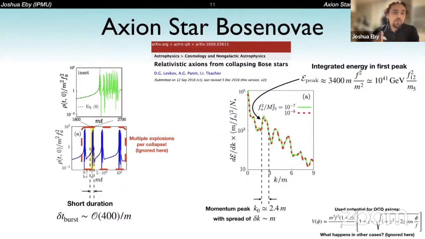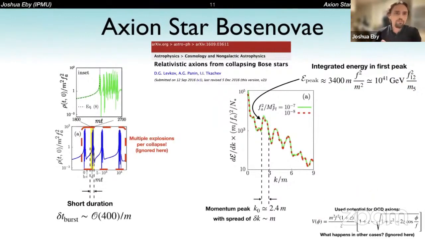What we did in our analysis was basically just take the first relativistic peak, which corresponds to K of order 2.5, and with a momentum spread of order m. And we integrated the energy in this first peak just using basically what's given in the figure. So if you just take the energy in this first relativistic peak, you get a total energy of 10 to the 41 GeV, which is, I don't remember exactly, a small fraction of a solar mass, but it's also a strong function of the decay constant. So this thing actually can also grow fast.